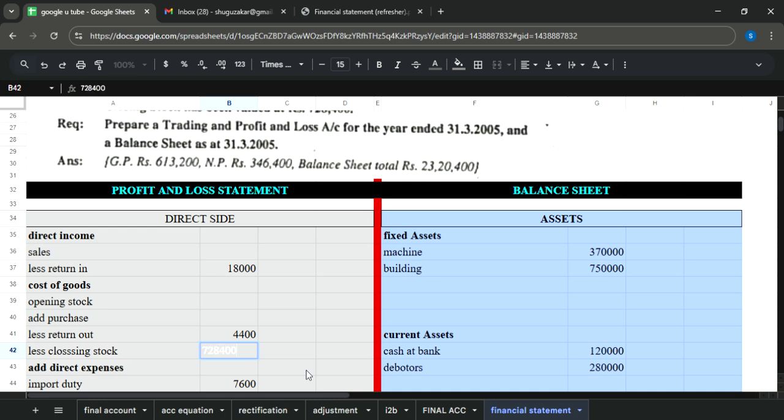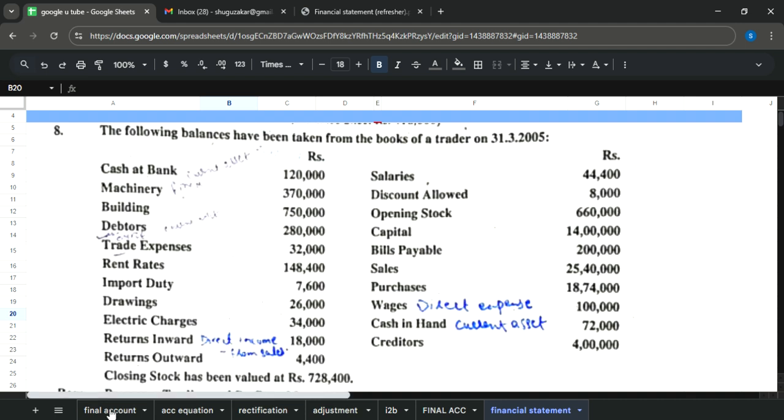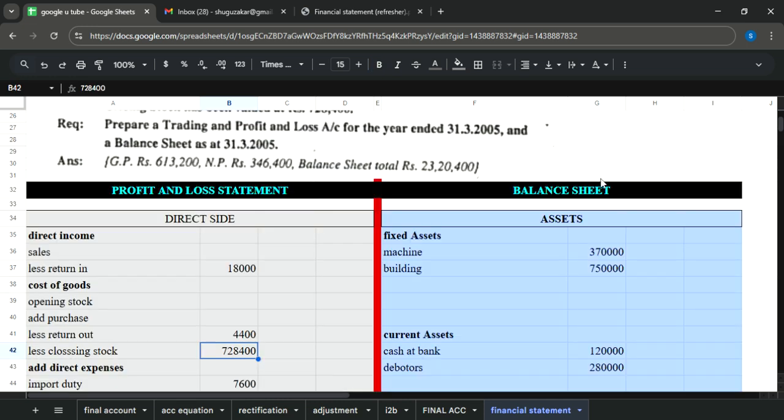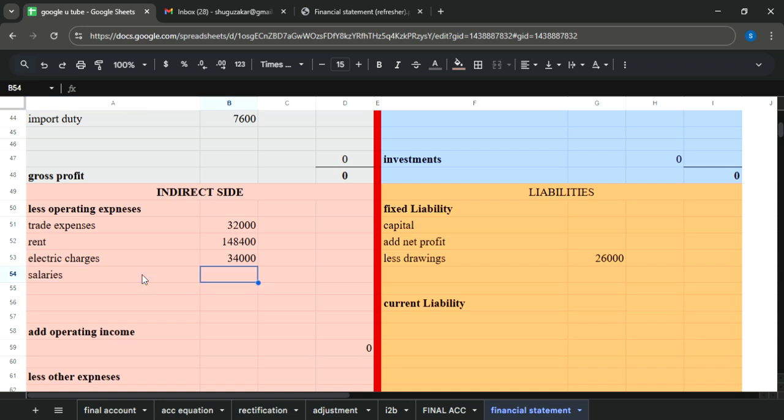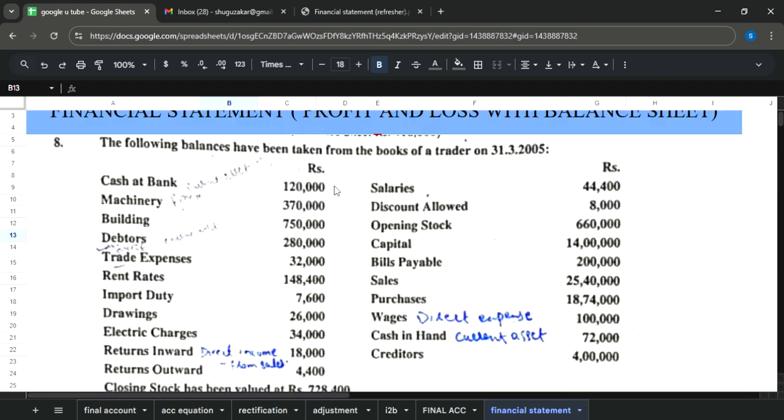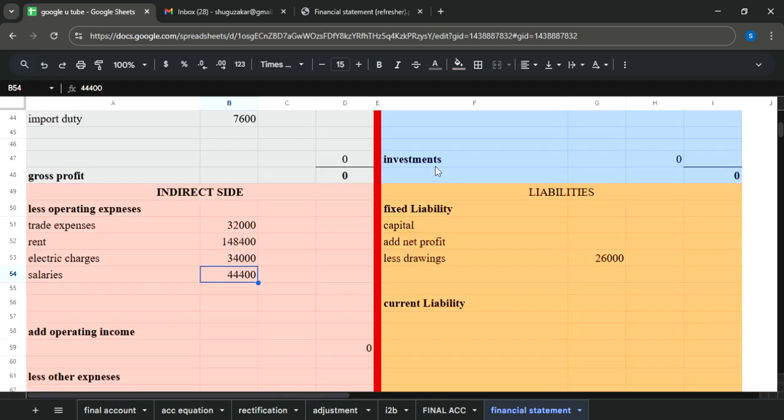728,400. Alright guys, have you seen closing stock is ended? So the left side is completed. We are focusing upon the right side. Salaries 44,400. Operating expenses. So here you will mention salaries 44,400. Let's check it out again: 44,400, and we have 44,400.